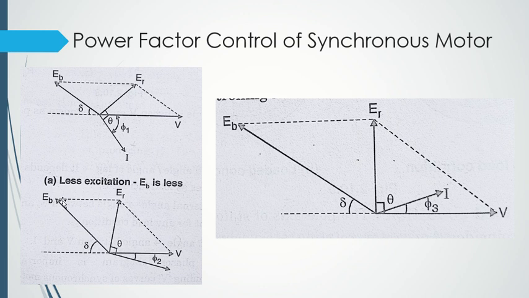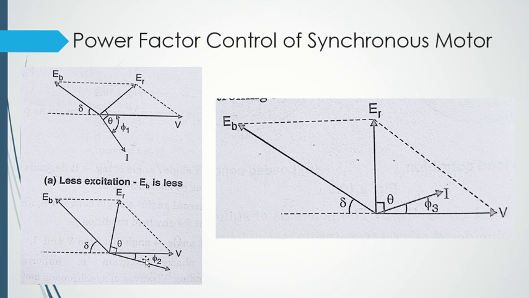And because of this, what will happen? We will take EB here again, and we will plot the ER resultant vector, and based on that, we will draw the current component at 90 degrees from ER, right? So here see, when we are having less excitation, the angle between supply voltage and current is too much, phi 1 is too much. But when we are having more excitation, the angle between voltage and current is comparatively less, right?